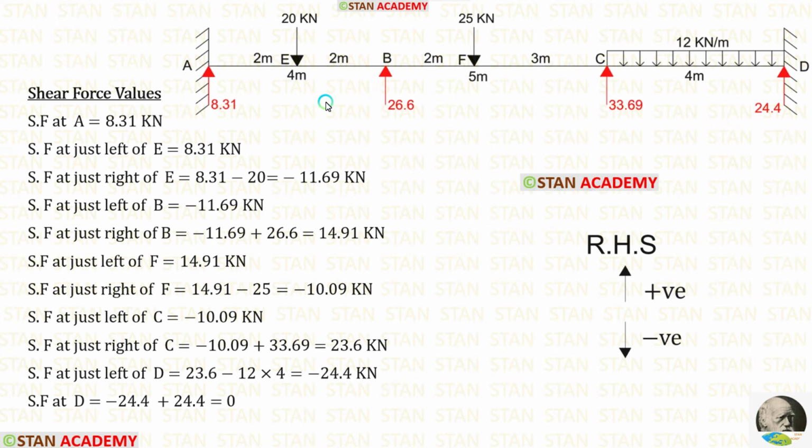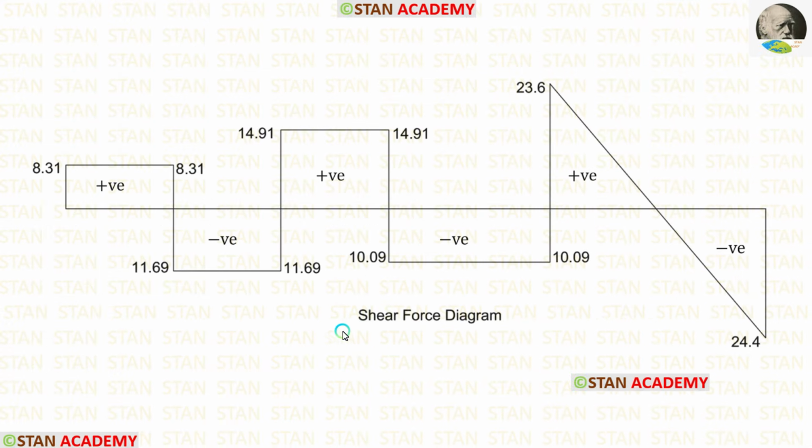Now, we are going to draw the shear force diagram. I am going to calculate the shear force values from the point A towards the point D. In this case, I am moving towards the right-hand side. Upwards will be positive and downwards will be negative. You can see the shear force values. Using the values, we can draw the diagram.